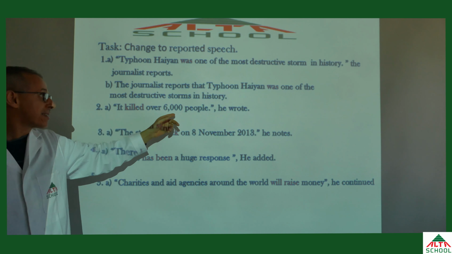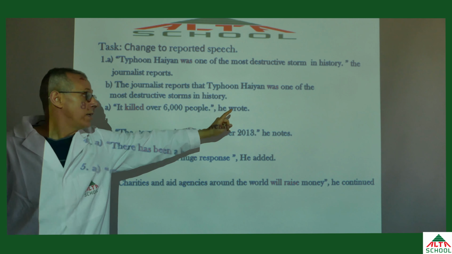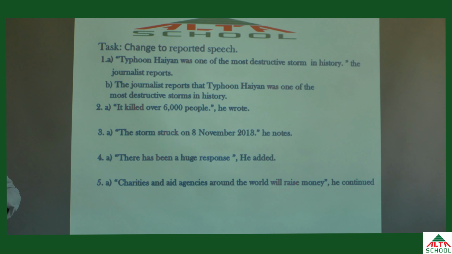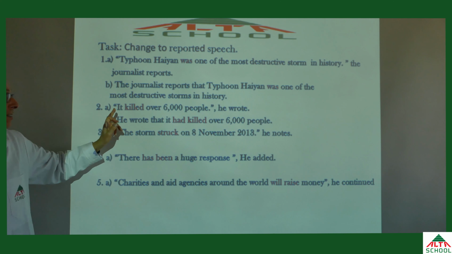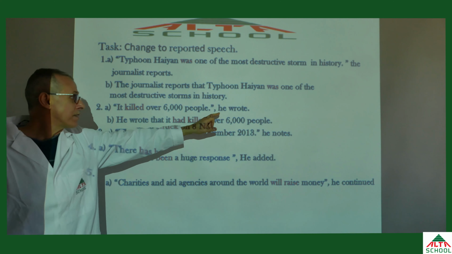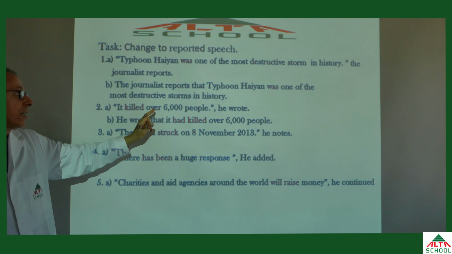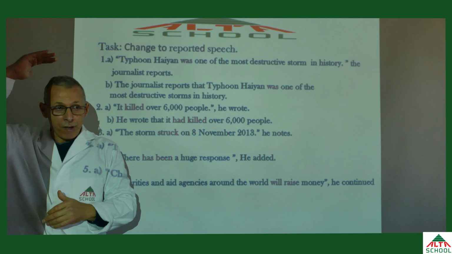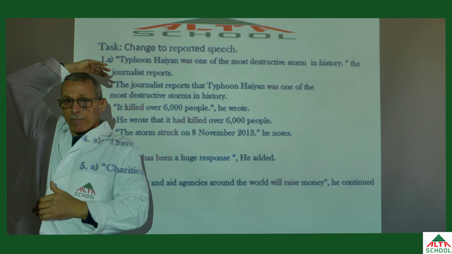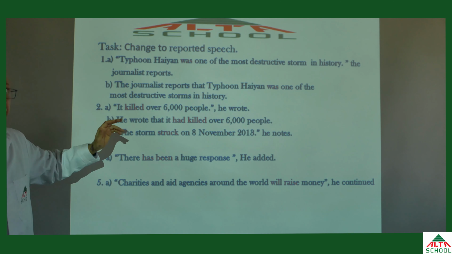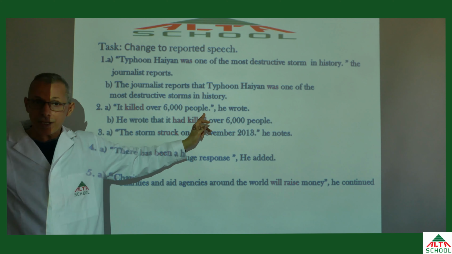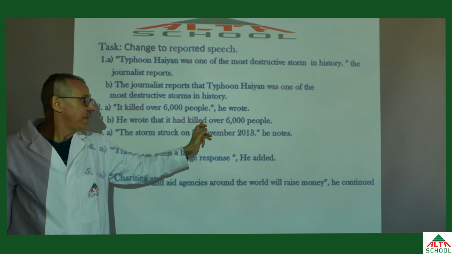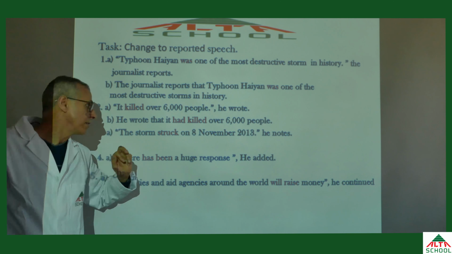It killed over 6,000 people, he wrote. So how do we make it? We say, he wrote that it had killed. Alright? Because the reporting verb is in the past, automatically we change the tense. It means we go backward from past simple to past perfect. And by the way, the past perfect is composed of had plus the past participle of the verb. Okay? Or ed for regular verbs.